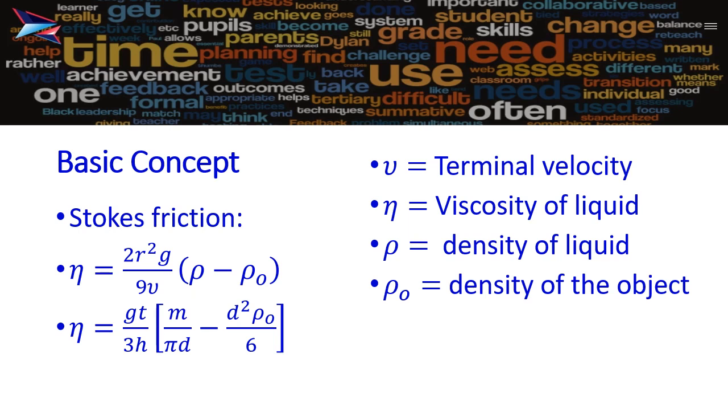Velocity here is the terminal velocity, which is the velocity of the object without any acceleration. Eta is the viscosity of your liquid, which you need to determine, rho is the density of the liquid, and rho dot here is the density of your object, which is your spherical ball bearing.